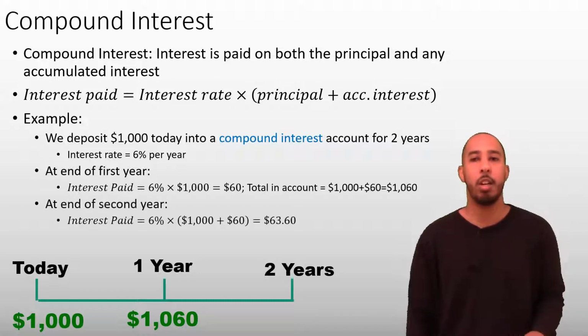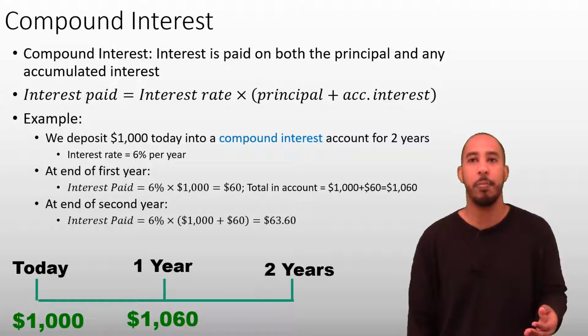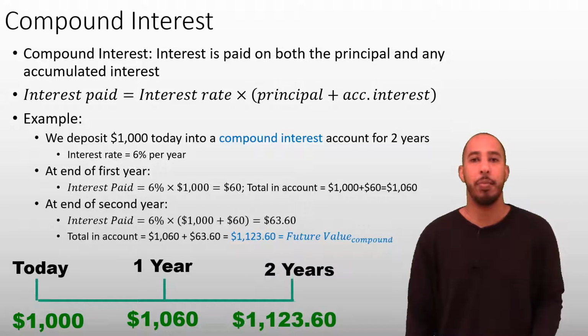But in the second year, we earn $63.60 in interest. That's 6% on the $1,000 principal, which is $60, plus 6% interest on the $60 we earned in the previous year. That's where the additional $3.60 comes from. Putting it all together, our final account balance is $1,123.60. And we'll call this value the future value with compound interest.